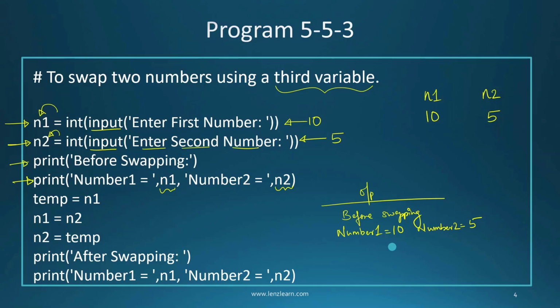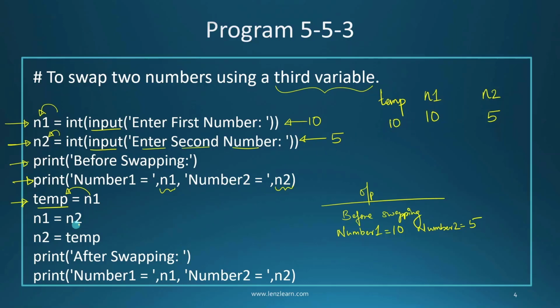So now we are going to swap them. Now to swap them, we are allowed to use a third variable. So the third variable that I'm going to use inside my program is called temp. Okay, so I will write it here, temp. So initially I will copy the value available in n1 into temp. So value of n1 is 10, so 10 will be copied into temp.